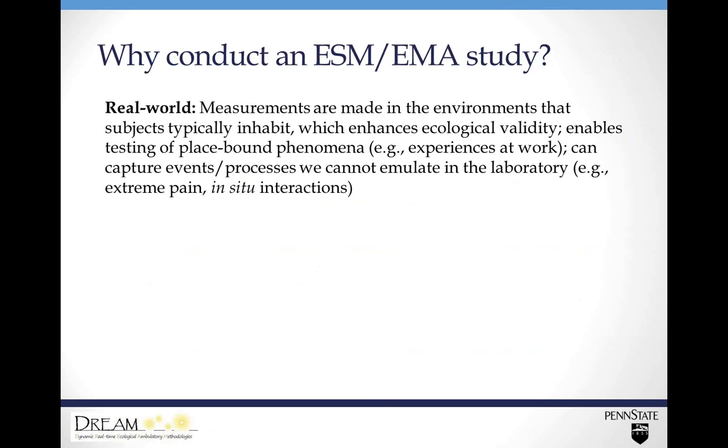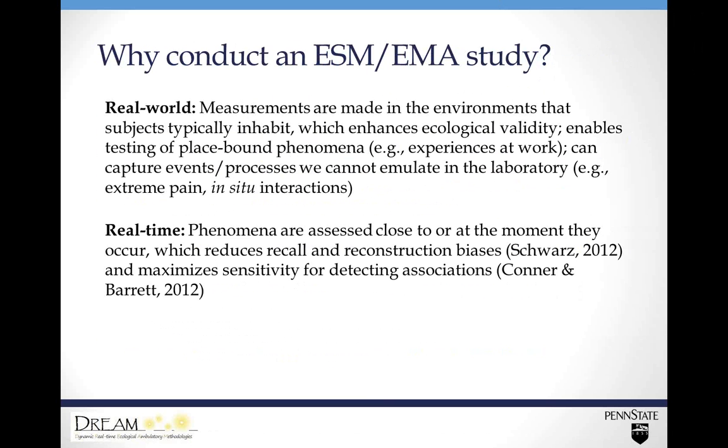So things like extreme pain, so maybe arthritis pain, interactions with spouses and partners that are naturalistic, stressors, so what Josh does, things that are quite difficult. It's really difficult in the laboratory to create a stressor that might be equivalent to what we see in the real world. And so the second rationale is real time.